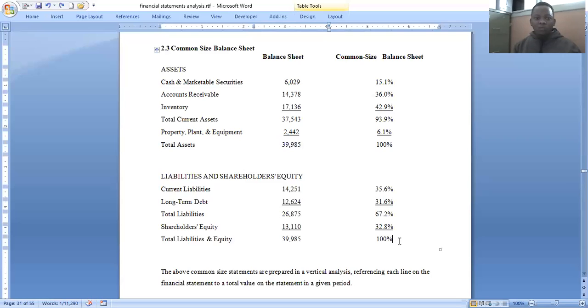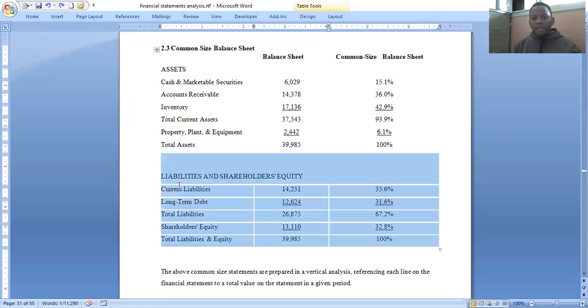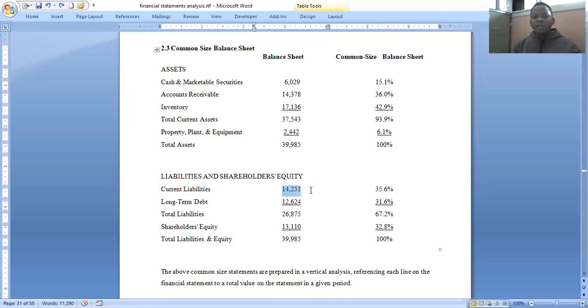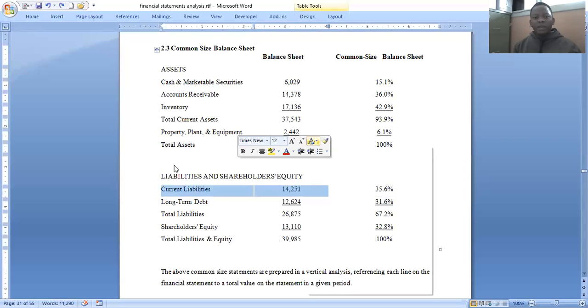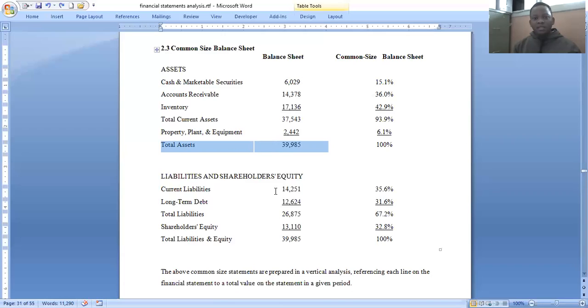And the same applies to the liability side. We divide each item by the total assets. Like say for example, for current liabilities, the ratio is 35.6%, which is derived by dividing current liabilities by total assets. That is 14,251 divided by 39,985. It will give us 35.6.